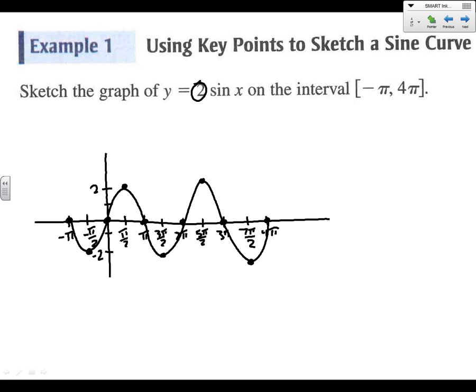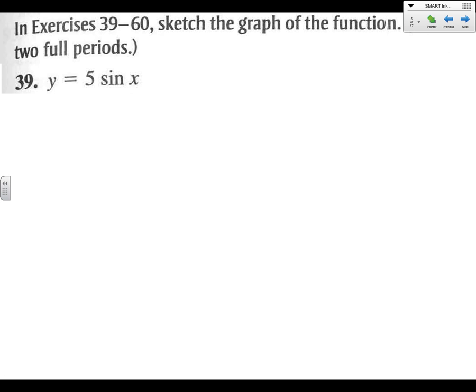Okay, and so that's what we're looking at. So some important things to remember. The 2 comes from the number in front. A full period for sine is 2 pi. Period is how long until we start over again. Okay? All right, so let's see if you can do it yourself for y equals 5 sine x.